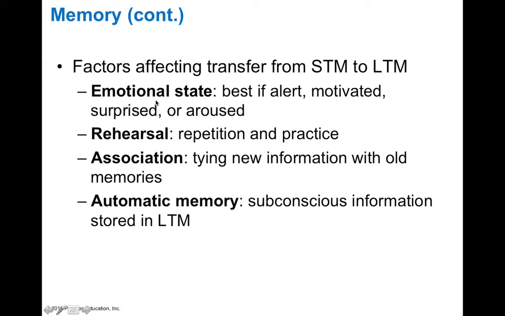So this makes sense because you can tie in memories and associate those with an emotional experience, so you learn them better. Now, rehearsal is important too because repetition and practice help with long-term potentiation, which we talked about. Potentiation was a strengthening of synapses, and so rehearsal can help strengthen those synapses. Now, association is where we can tie new information to previous information. So if you've learned about cells before, learning a new thing about cells would be easier because you can tie that with your previous memory of what a cell is. And then automatic memory is more like subconscious information that's stored in long-term memory.